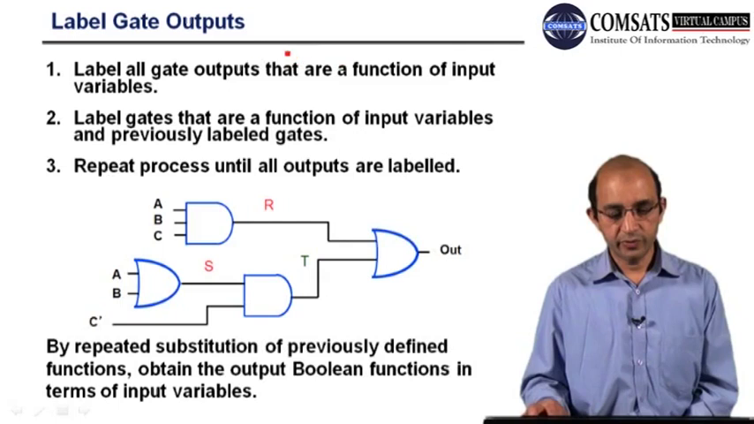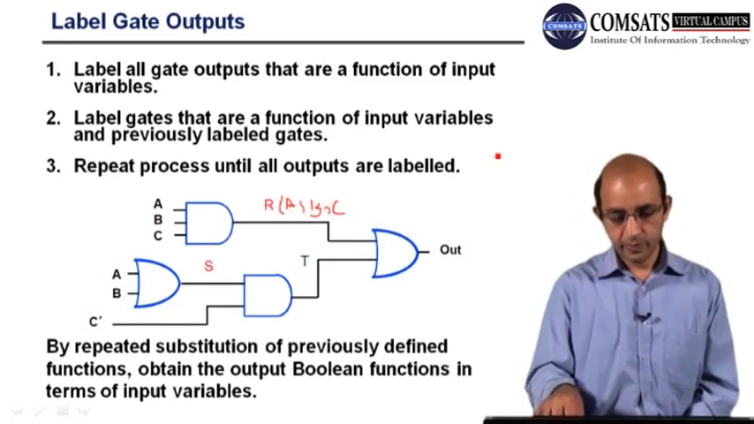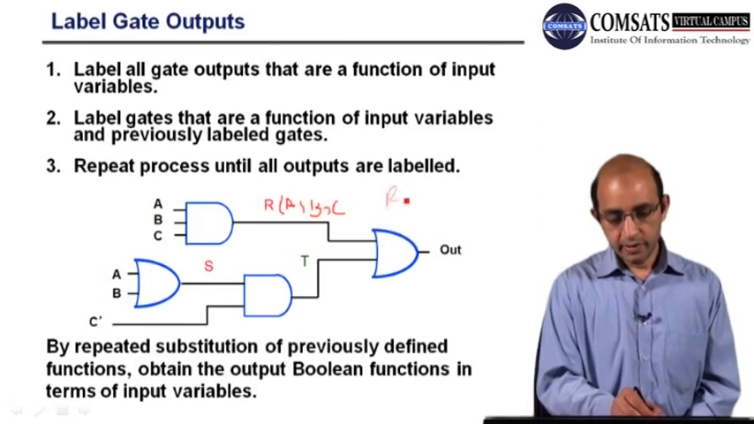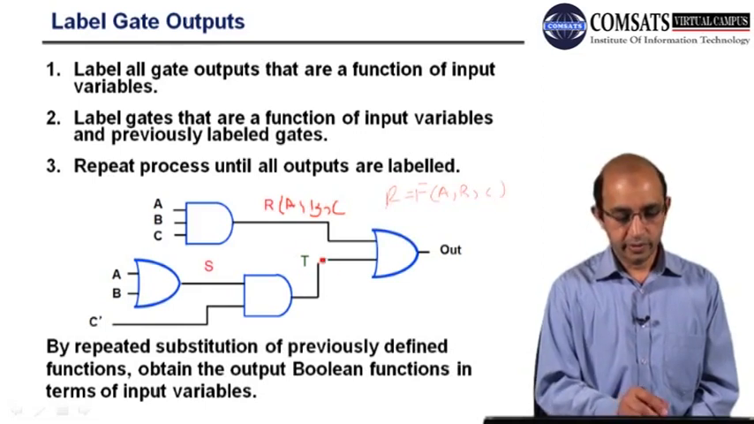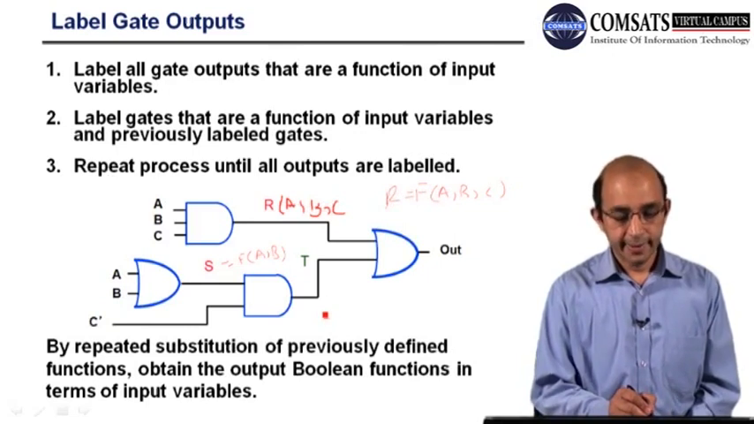So we have to label all gate outputs that are a function of the inputs. Here we can see that this R is a function of A, B, and C. Similarly, this S is a function of A and B.